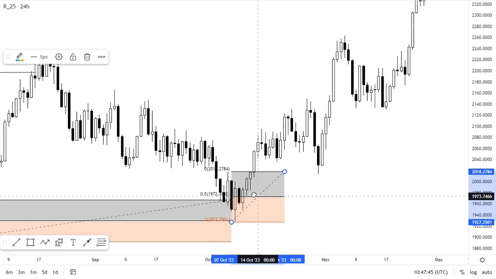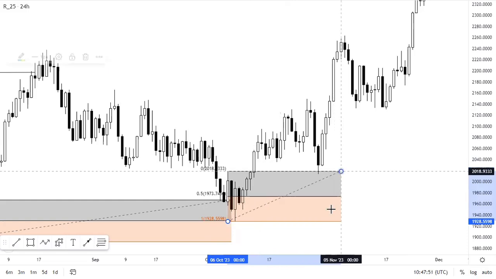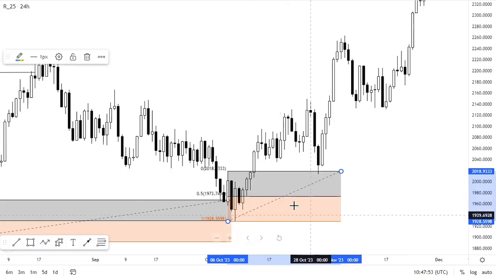This is our area of interest. And what did the market do? The market did not come back into the equilibrium and it did not get to the discounts. But I know you understand what I mean.